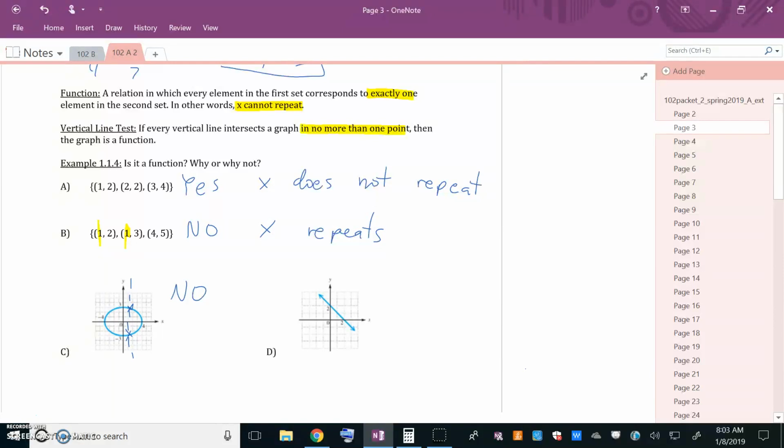What about part D here? I've got a straight diagonal line. I can draw a number of vertical lines, and they're all hitting it just the one time. So yes, that is a function. In fact, that is the linear function, which we will look at in more detail very soon.